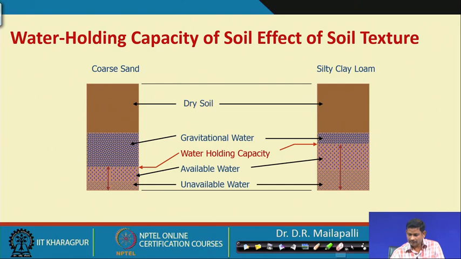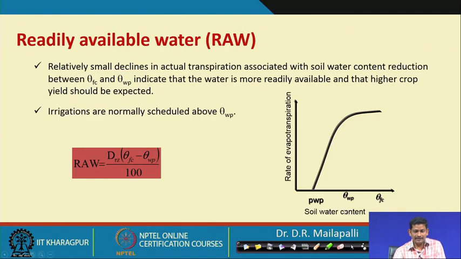And then here is another concept called readily available water. This is very important as far as irrigation is concerned, because based on this we are going to decide when to give irrigation and how much to give irrigation. This is what we call irrigation scheduling.